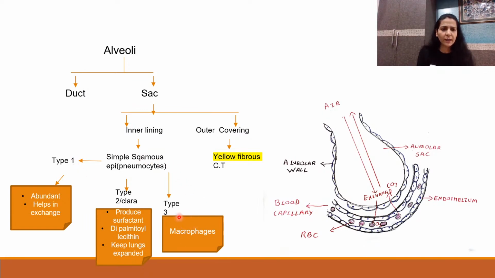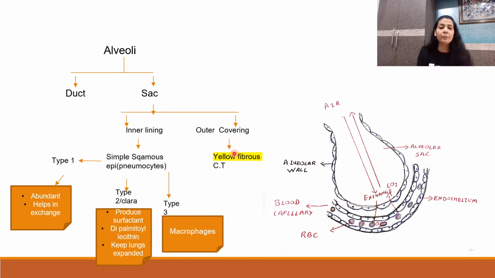Now, this is a very delicate kind of arrangement that we have. This has to be protected, and for that protection, you have yellow fibrous connective tissue as an outer covering of this sac. So, if I have to make an outer covering, the outer covering above these cells is going to be yellow fibrous. Again, why yellow fibrous? Because lungs are going to expand and contract, and yellow fibers are elastic fibers. They have the capacity to expand and recoil to their original position. You cannot have white fibrous tissue over here. That's impossible. Otherwise, it's impossible to breathe.